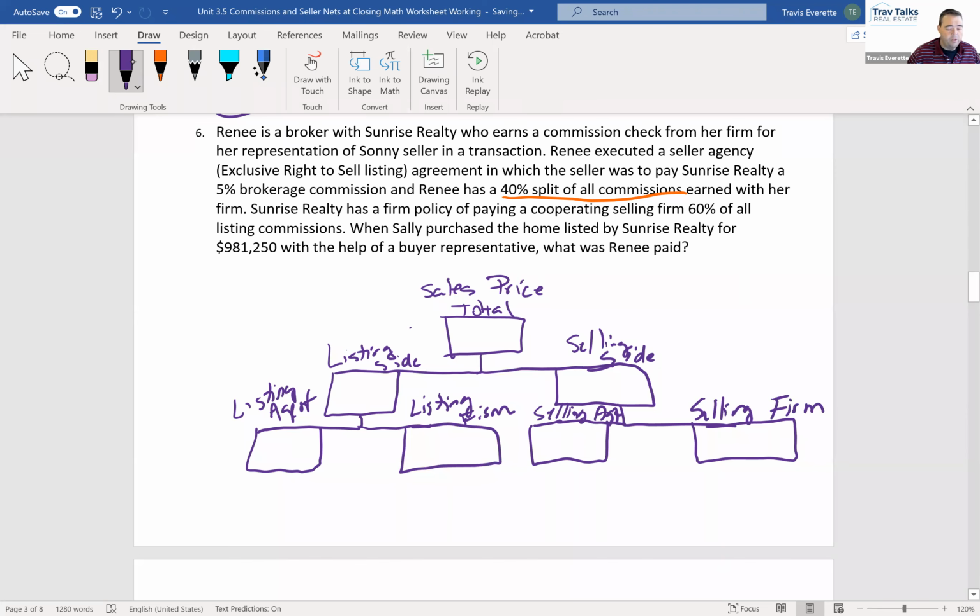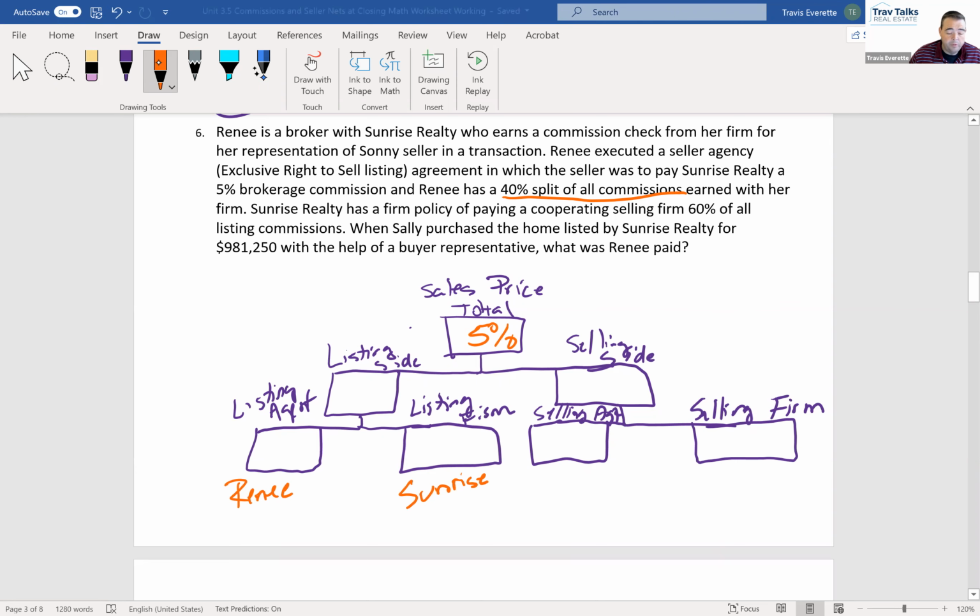Okay, so let's read it again now that we know what we're kind of doing here. It says Renee executed an exclusive right to sell listing agreement in which the seller was to pay Sunrise Realty a 5% brokerage commission. So there's our 5% total commission. Oh, by the way, it does say Renee is a broker with Sunrise Realty who earns a commission check from her firm for her representation of Sunny Seller. So let's go ahead and fill Renee in over here. She's the listing agent, folks. Renee and then Sunrise. They're on the listing side because they're representing the seller.